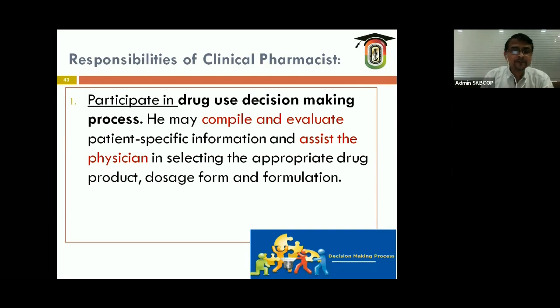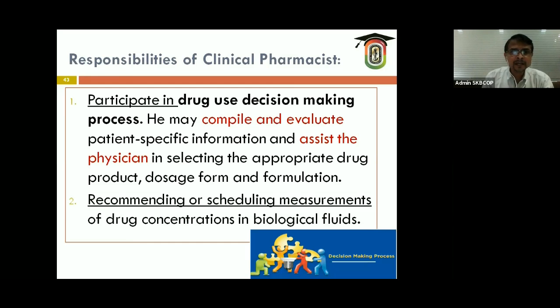The first and foremost responsibility was to participate in the drug use decision making process. So a clinical pharmacist may compile and evaluate patient specific information and assist the physician in selecting the appropriate drug product, dosage form and formulation. Then he can help in recommending or scheduling the measurements of drug concentrations in biological fluids by suggesting the patient for the biochemical test if required.